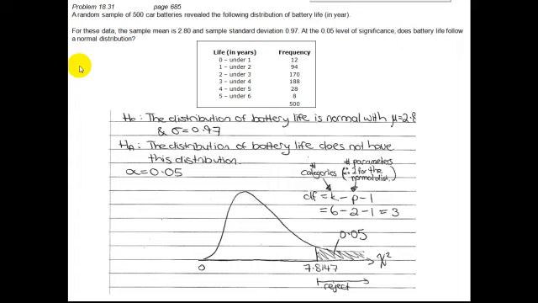Now, the trick with a goodness of fit test is that the null hypothesis is always that the data follows the particular distribution we're testing. Now remember, there are an infinite number of normal distributions, and so you have to specify which individual normal distribution we're looking to see if the data follows. So we can use our sample mean and sample standard deviation as our parameters. So the null becomes the distribution of battery life is normal with mean 2.8 and standard deviation 0.97. That's the normal distribution we're going to test our data for.